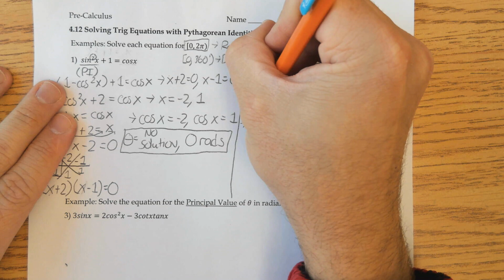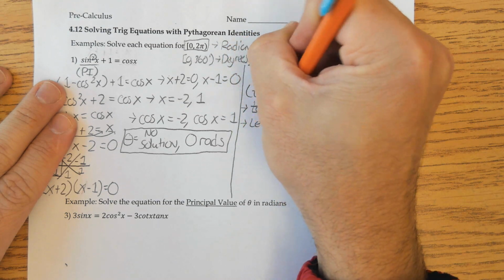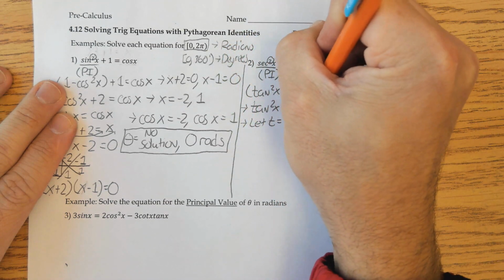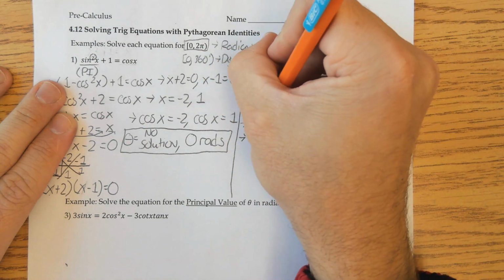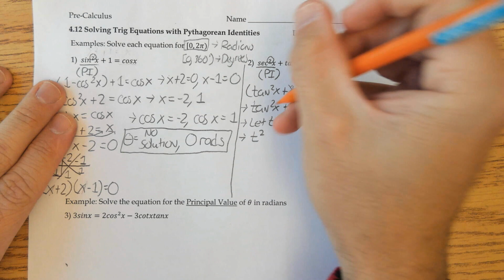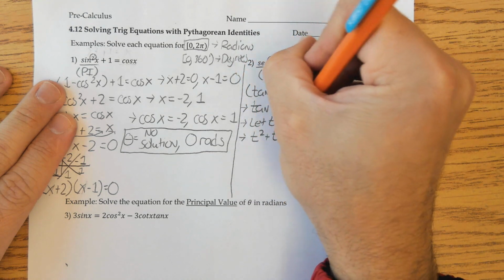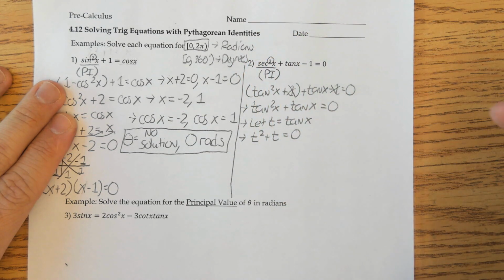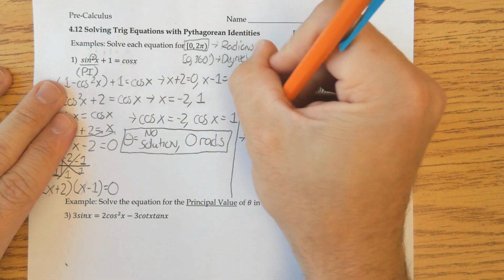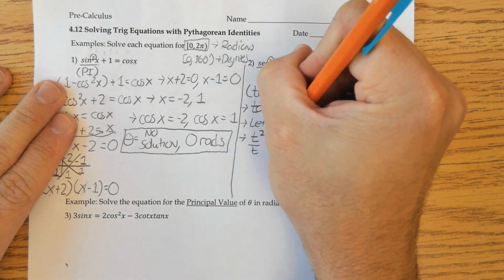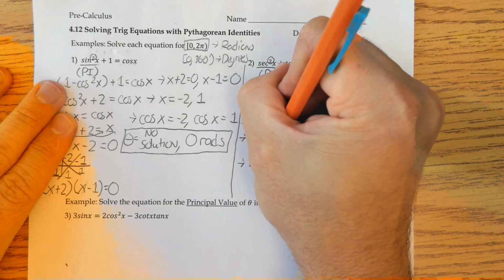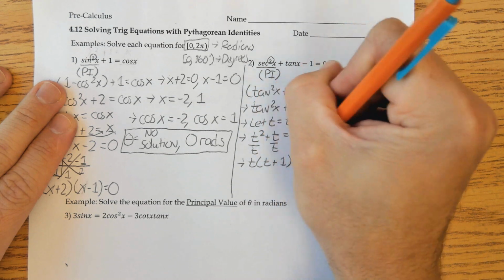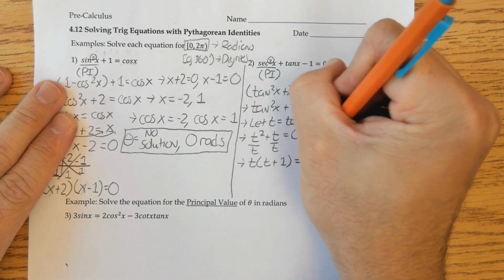And so I'm going to go ahead and say let t equal tan x. That's going to be t squared plus t equals 0. Okay? I see two terms there. That tells me GCF, and so they both have a t in common. And so it's going to look like this. We're going to get t times t plus 1 equals 0.